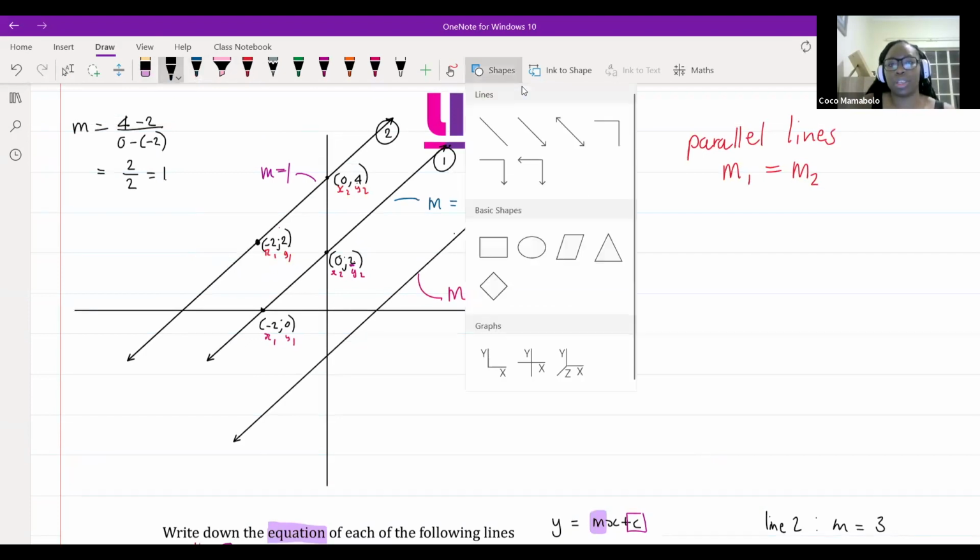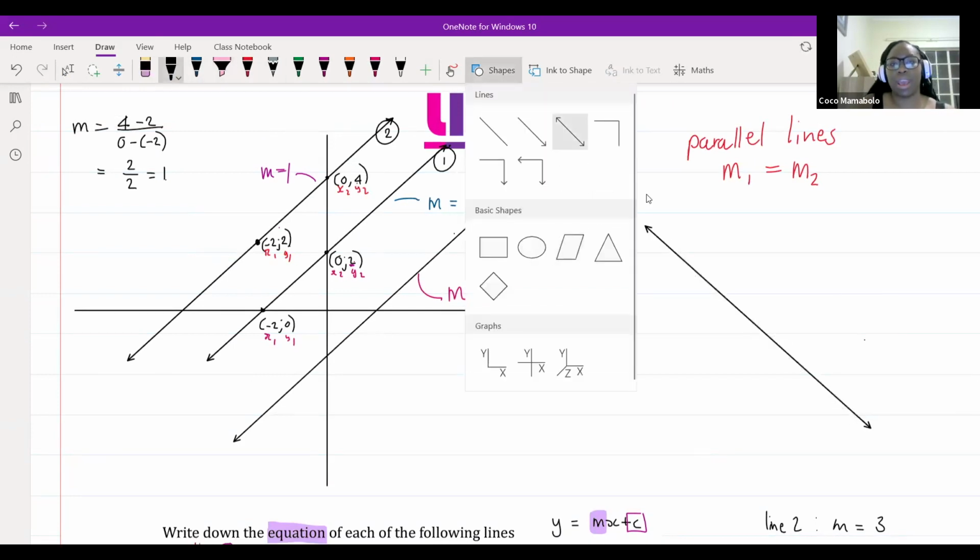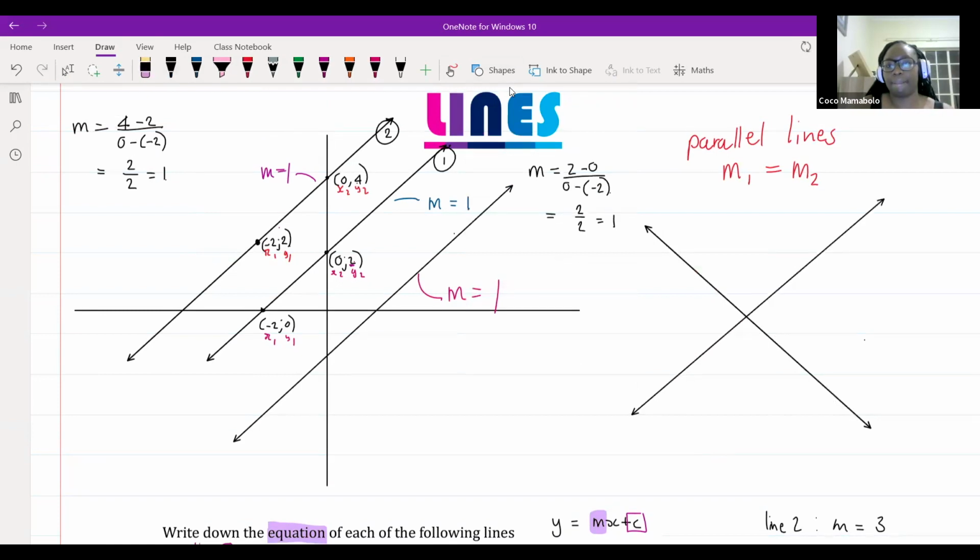Definition of two perpendicular lines: when they meet or where they cross, what should we have? They must meet at 90 degrees. Correct. They must give us a 90-degree angle.